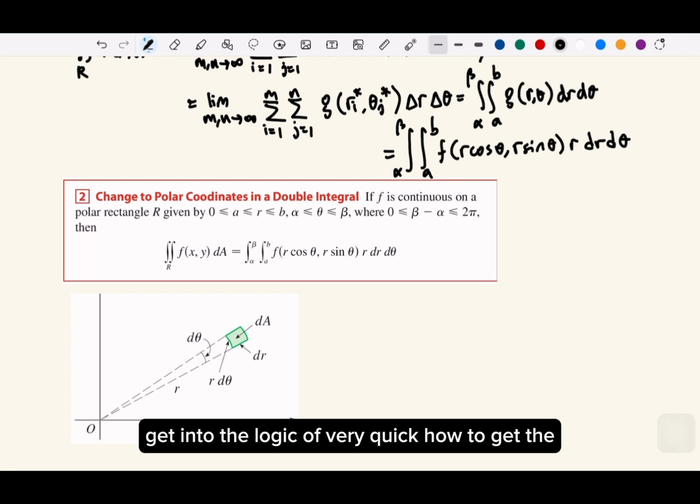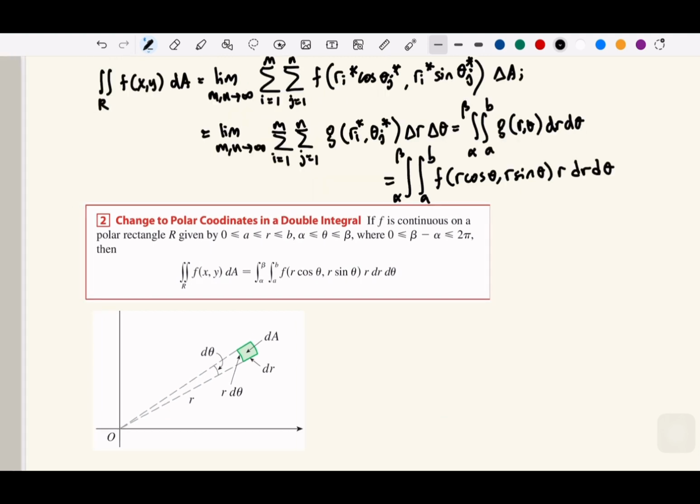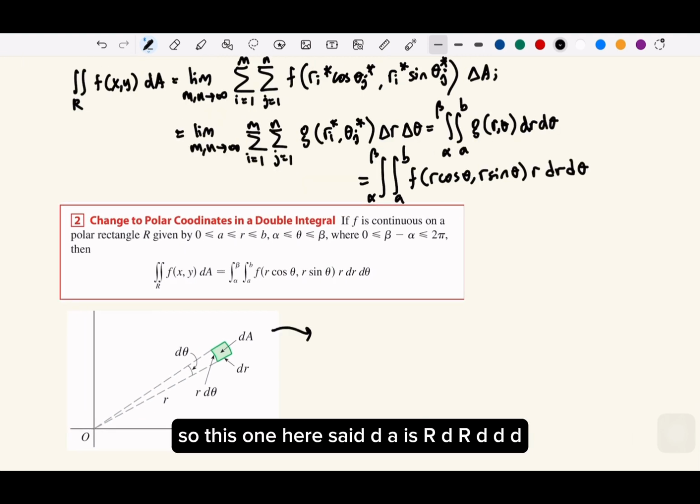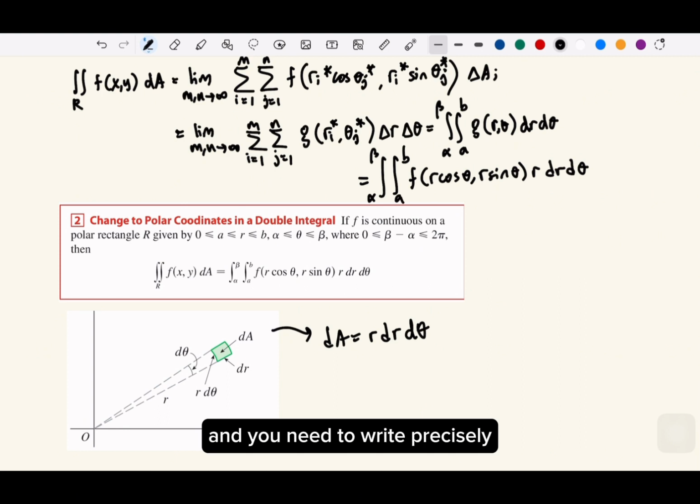How to get the one is there's a big r here. The r is actually coming from the sector, the r d theta. So dA is r dr d theta. And you need to write precisely r dr d theta. Okay, by default, you need to write this first.